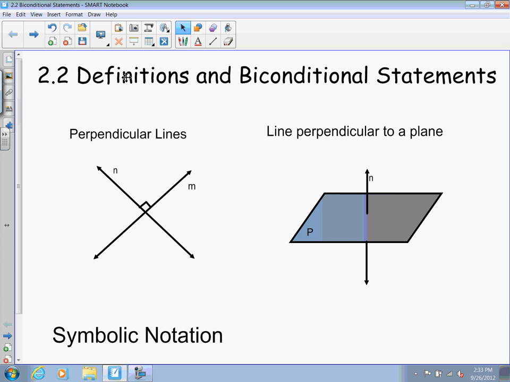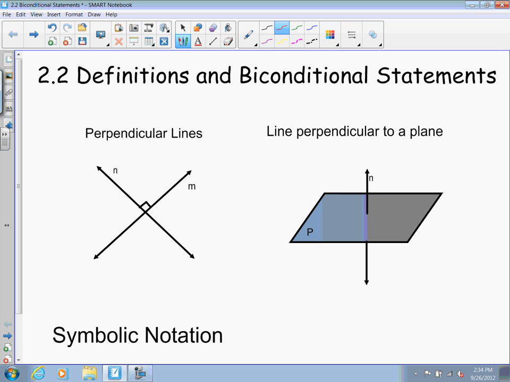All right, so we are going to start 2.2, definitions and biconditional statements today. If you remember, when we started talking about our systematic approach to doing geometry, we started with undefined terms, okay? Things like a point, line, plane, they're undefined. We just had to give them basically a definition, but now, when we start doing definitions, a true definition, we're using known words to describe new words. And so, for example, perpendicular, we're going to use some known words to describe what perpendicular means.